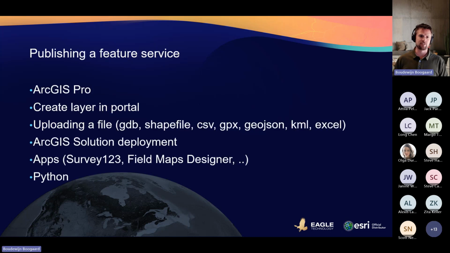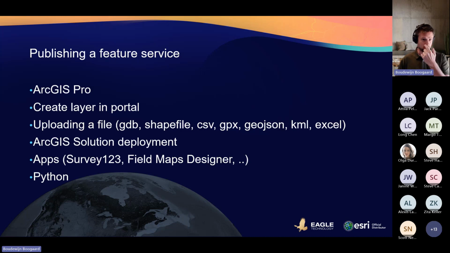So publishing feature layers can be done through a variety of ways. The main one probably is ArcGIS Pro. So in ArcGIS Pro, you can set up your layers and then publish them to ArcGIS Online or Enterprise. But there's also ways in the portal where you can create a layer from scratch or using a template. You can also upload a file, so that can be a GDB or shapefile, but also CSVs with locations or addresses, GPX, GeoJSON, and then publish those as a feature service.